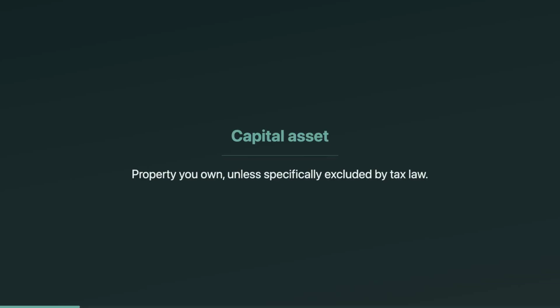On the EA exam, capital asset is basically the default bucket. If it's property you own and it's not specifically excluded, it's a capital asset. Think personal use stuff, investments like stocks and bonds, and investment land. The trick is spotting the exclusions, because those exclusions usually push you into ordinary income rules and business forms.